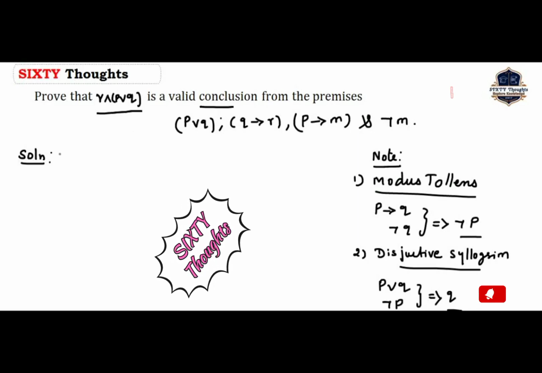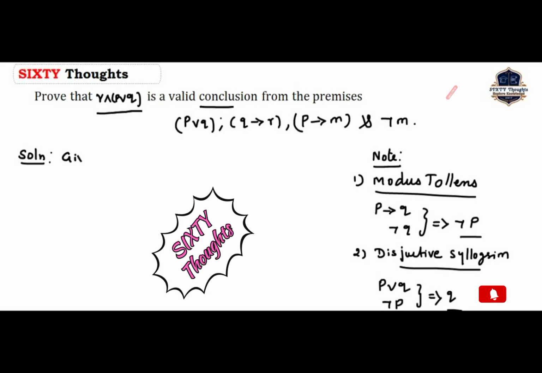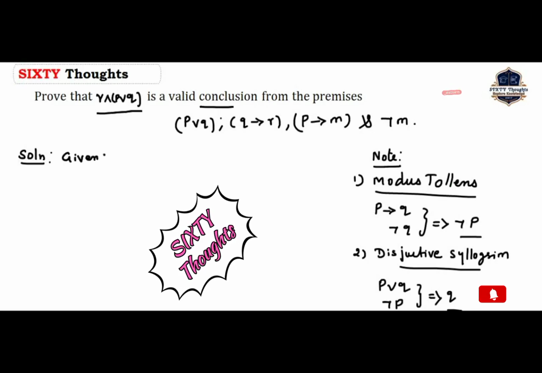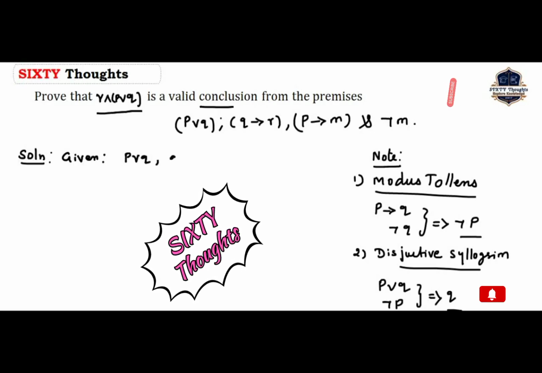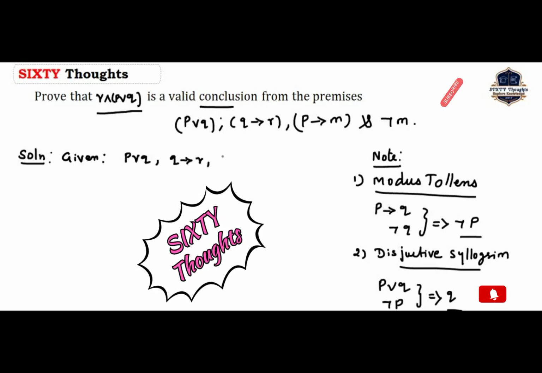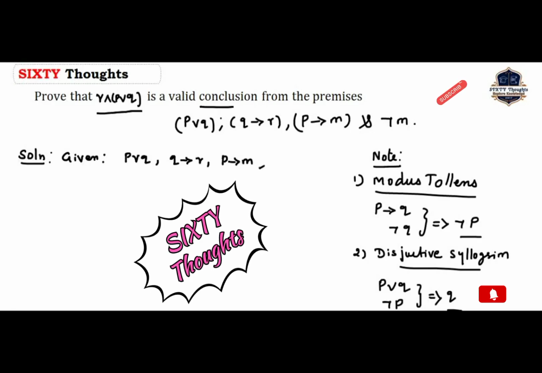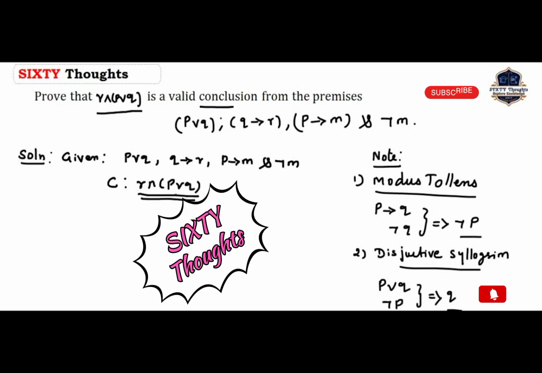So first, the solution. What is given? There are four premises given. What is the first premise? P∨Q. Second premise Q→R. Third premise P→M. And fourth premise negation M. What is the target? We need to prove the conclusion statement. Conclusion is nothing but C. So we need to prove R and P∨Q. We are going to prove these relations, and once we get this relation, our problem is over.